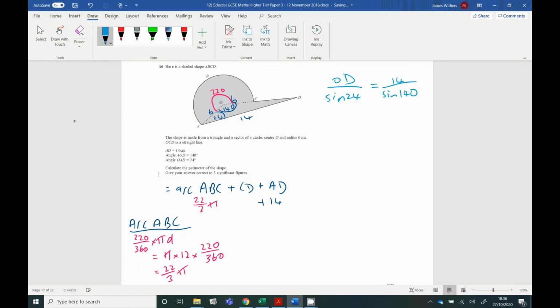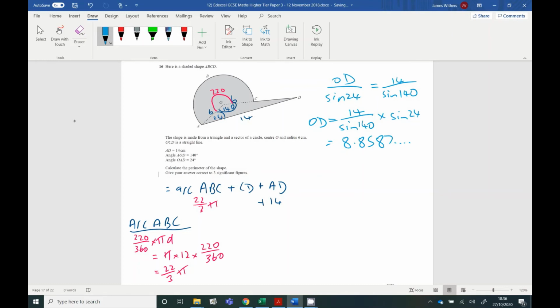All right, the sine rule: there's an angle and the opposite side. OD is a side with the opposite angle 24. So multiplying both sides by sin 24, we get OD equaling 14 over sin 140 multiplied by sin 24. Popping that into our calculator, we get 8.8587... So that's the length from O to D.